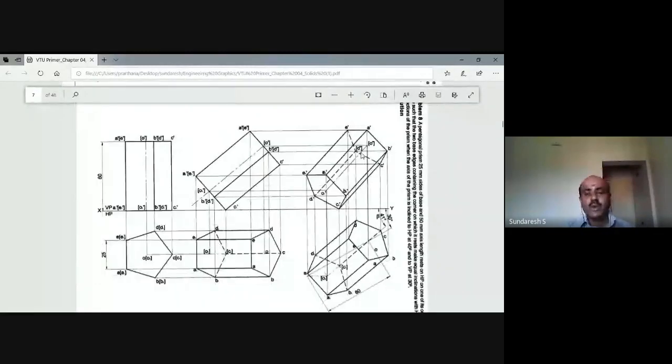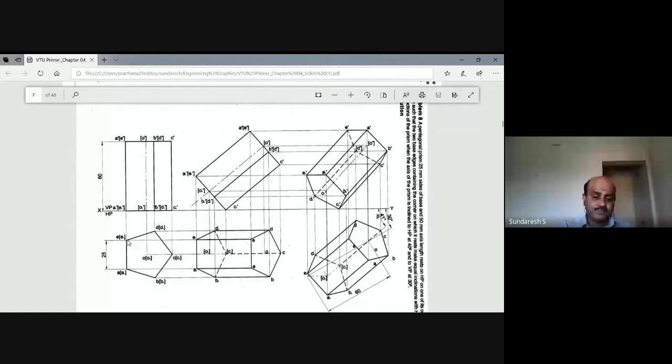pentagonal prism is kept over a horizontal plane such that it is resting on one of the corners of the base, when you see that pentagonal prism from the top, you can see the true shape of the pentagon. That is, the top face is a pentagon, and the base is also a pentagon. So you can see it from the top as a pentagon, the true shape and the true size. That is what we are writing over here.